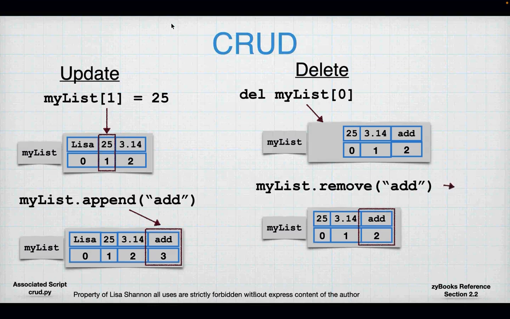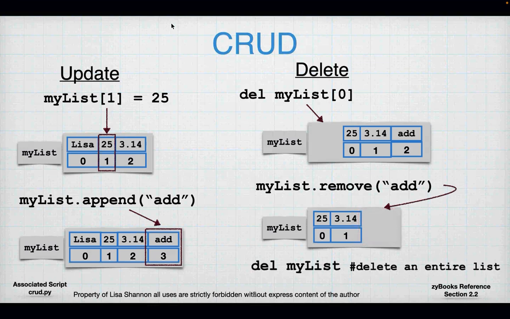I can remove not just based on index, but based on value. So the remove function is, again, using the dot notation. It's basically saying remove from my list the element with the value add. So it goes out and finds an element add and takes it away. So now I only have two elements in the list.